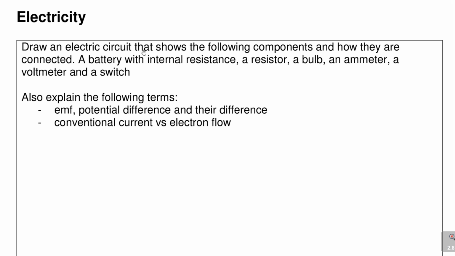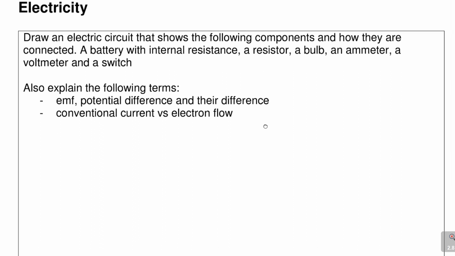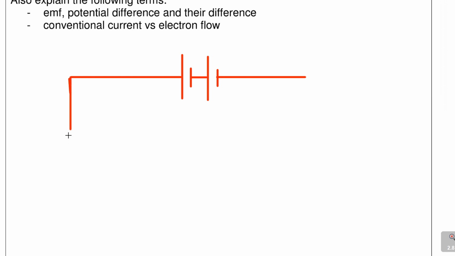It says draw an electric circuit that shows the following components and how they are connected: the battery with an internal resistance, a resistor, a bulb, an ammeter, a voltmeter, a switch. Let's quickly try to sketch that. A battery, remember how a battery looks. A battery consists of two or more what? Two or more cells. So this switch, let's have an open switch like that, and then let's have a resistor there.